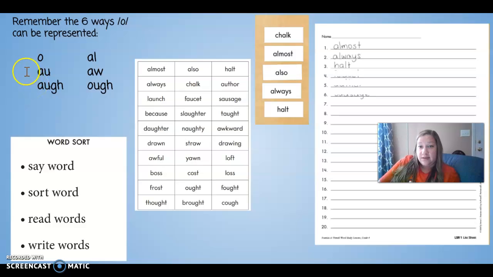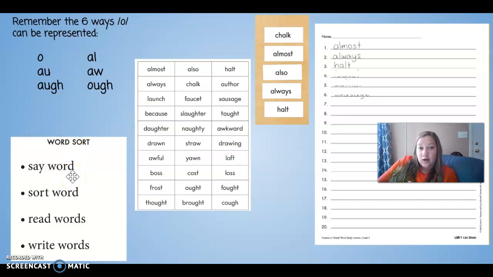Remember, it could be represented with the letter O, the letters AU, the letters AUGH, the letters AL, the letters AW, and the letters OUGH. So for this lesson, let's look at the directions.